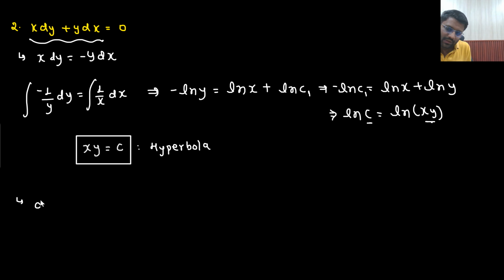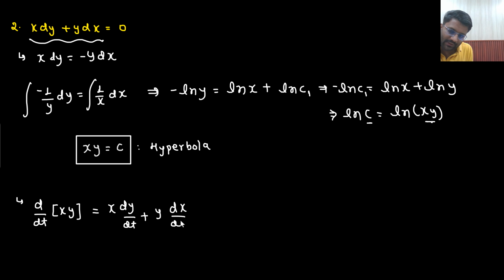If I ask you to differentiate xy, what will be the answer? You need to differentiate the function xy with respect to t. What will be the answer? Sir, x as it is, differentiation of y, plus y as it is, differentiation of x. So can I write it in this way: x dy plus y dx divided by dt. And what is this coming out to be? It is d by dt of xy.